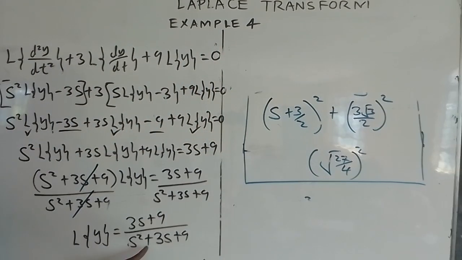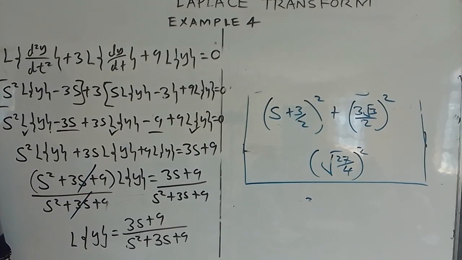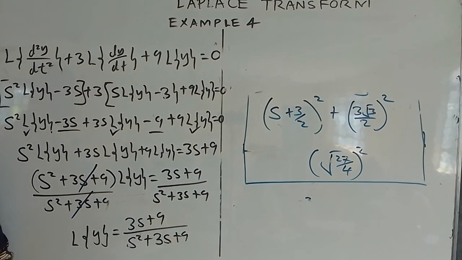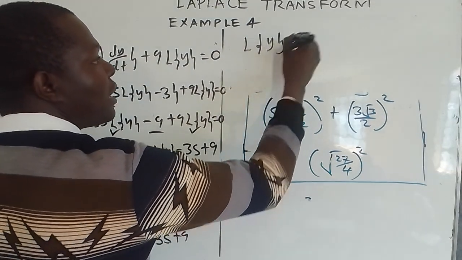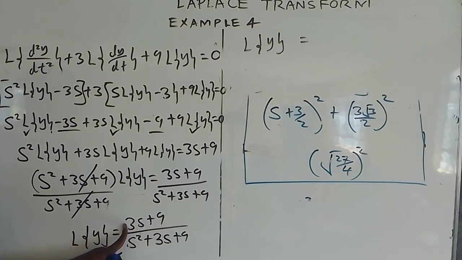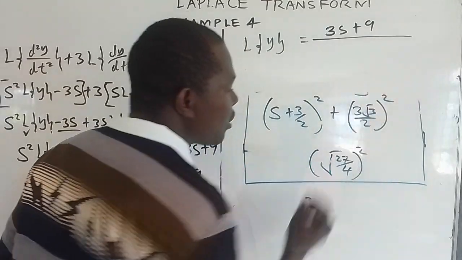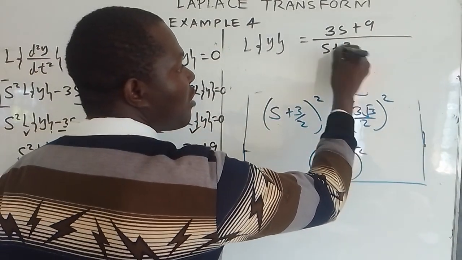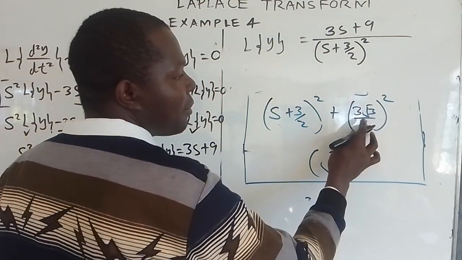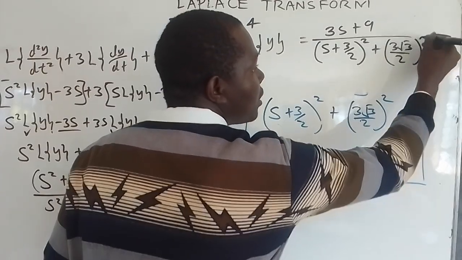So it means where you have s squared plus 3s plus 9, we've now completed that square, isn't it? So after we've completed the square, what do we have? Laplace transform of y is 3s plus 9 over s plus 3 over 2 squared plus 3 root 3 over 2 squared.